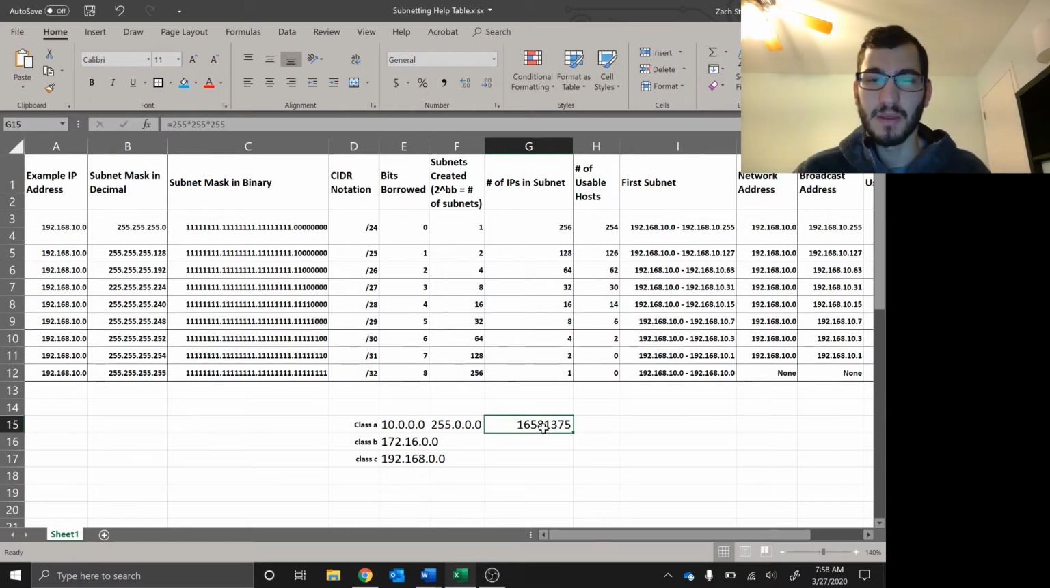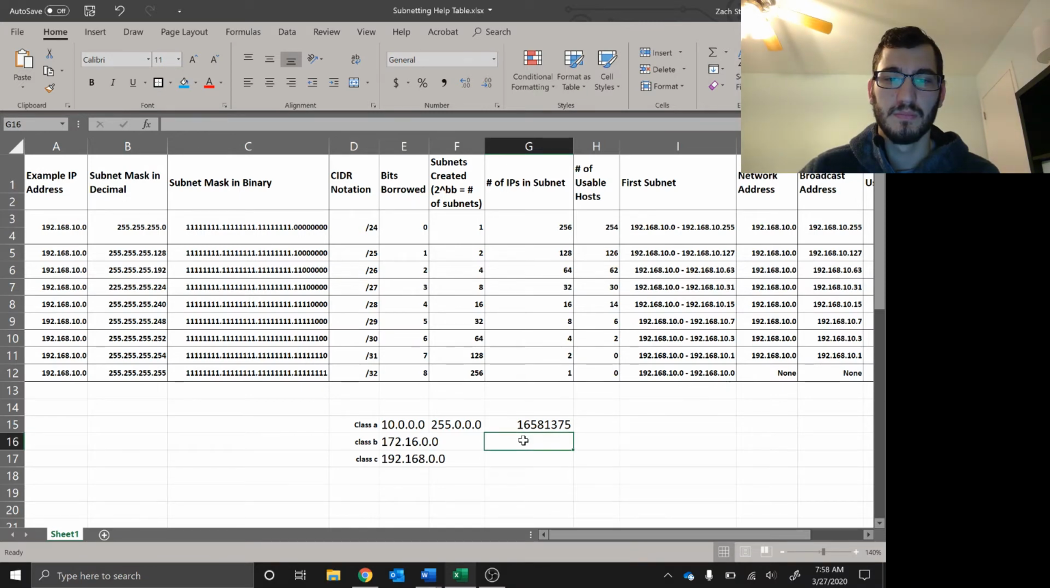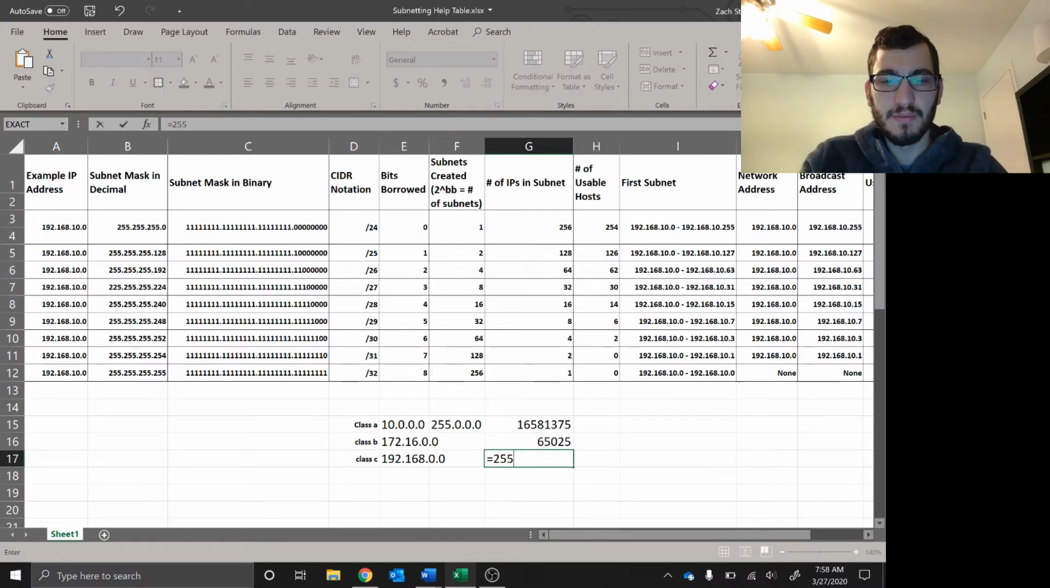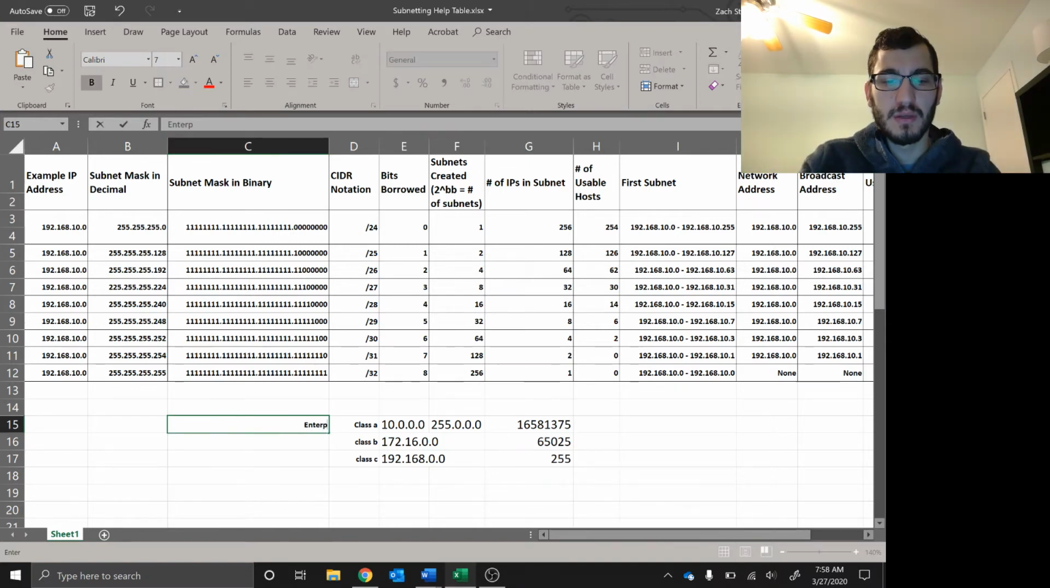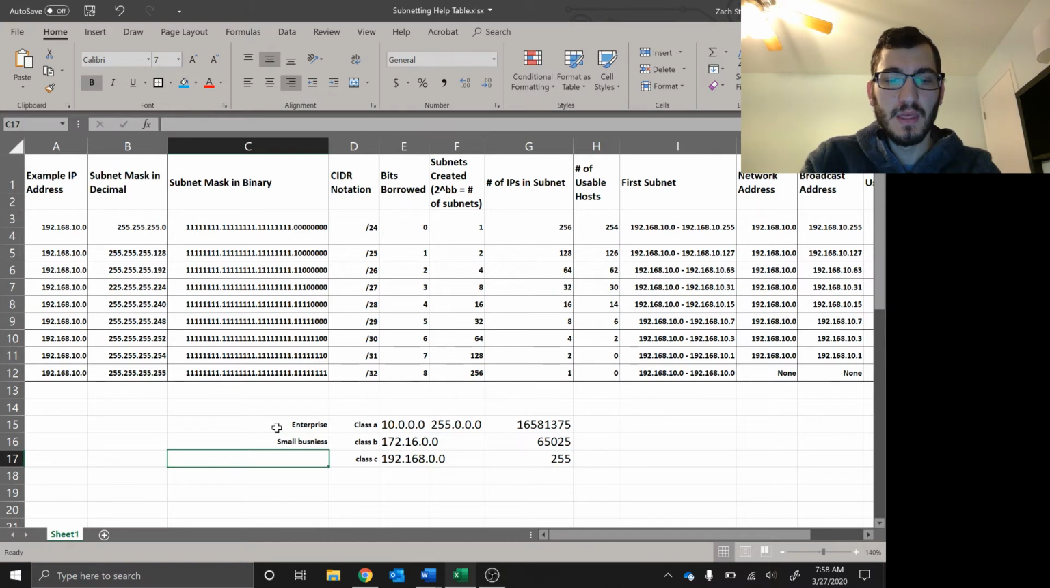That many? No, that can't be right. And then, oh no, it is. And then this was 255 times 255. And then this was just 255. So this would be the number of potential hosts per class. So this was typically used for enterprise, small business, and then home.